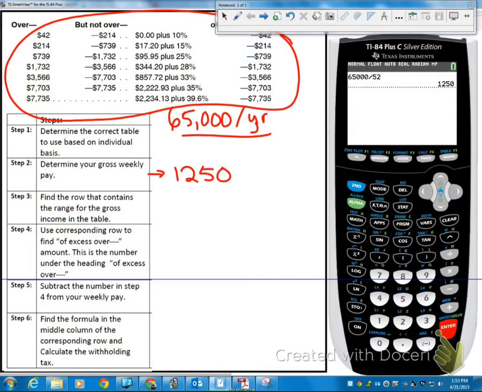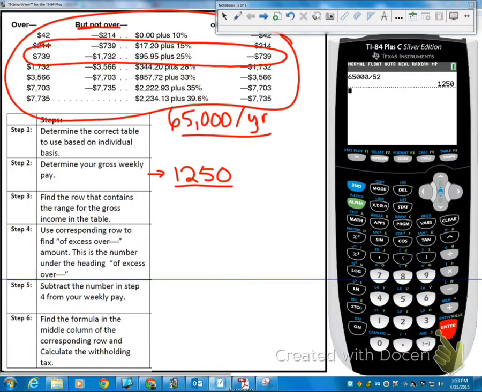Okay. Now that I know that, I want to say, okay, well, based on my table that I have here, what bracket do I need to be in? So let's take a look here. I have $1,250, so it's looking like I make over $739, but I make not over $1,732. So I'm looking at which two numbers the $1,250 falls in between. And so now I have my setup. Okay, so it's my third row.